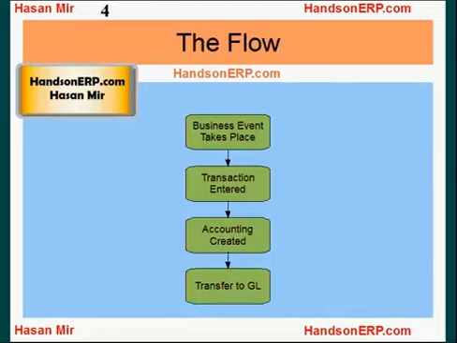Okay, so this is the flow. Business event takes place. Then you enter a transaction in the system representing that business event. As a result, accounting is created, and finally accounting is sent over to General Ledger module.